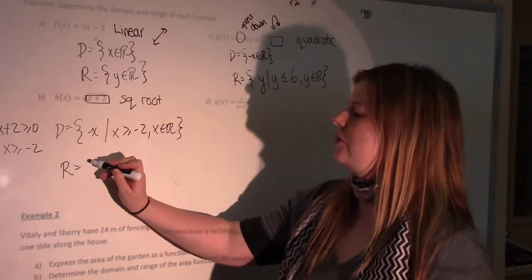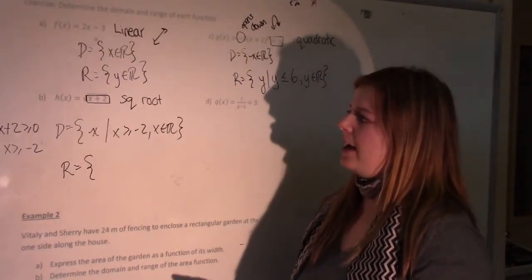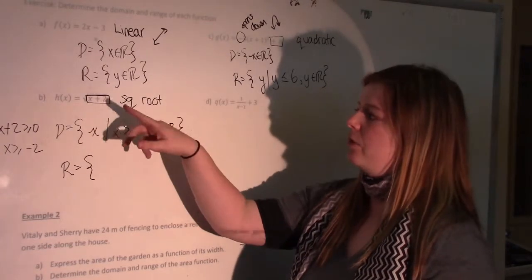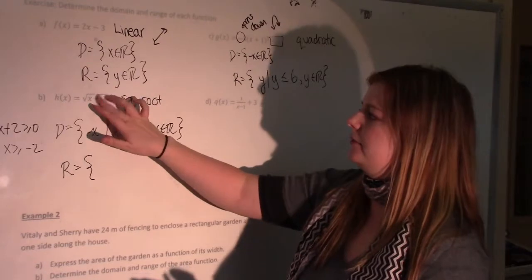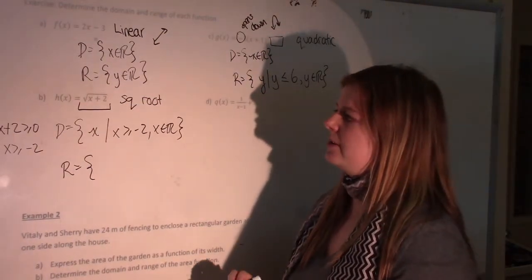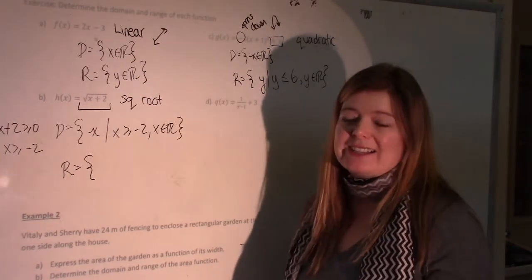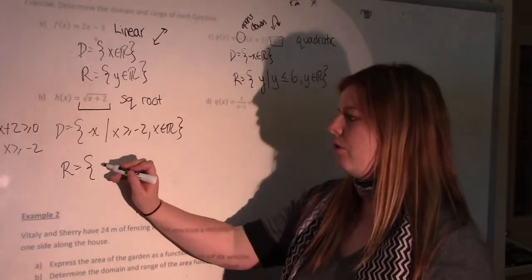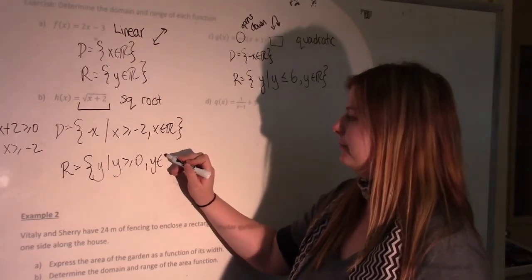Now my range is determined by what can come out of the whole function. So what comes out of here has to be greater than or equal to 0. And then I'm not adding anything above or subtracting anything below that. So my range is just that y is greater than or equal to 0.